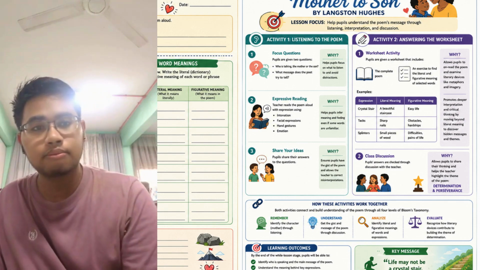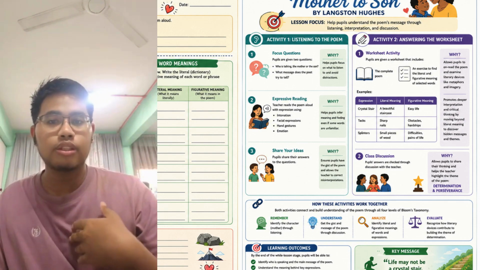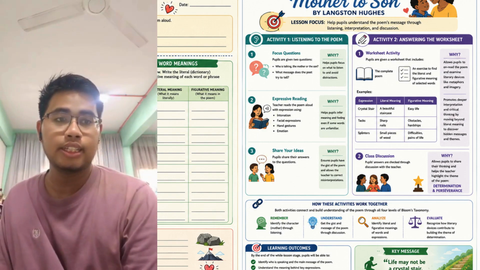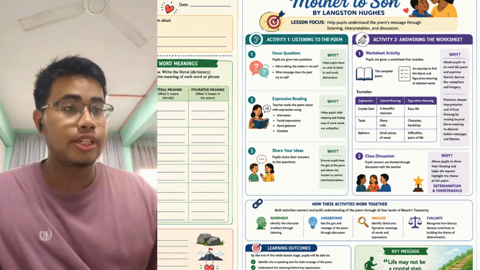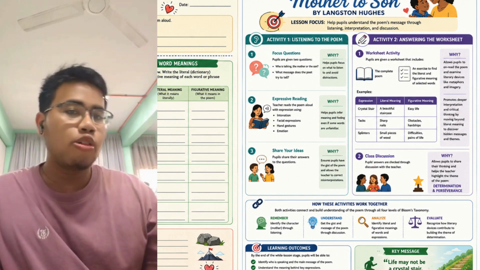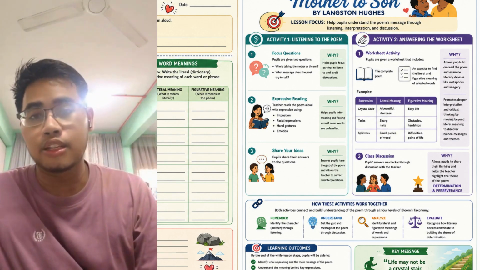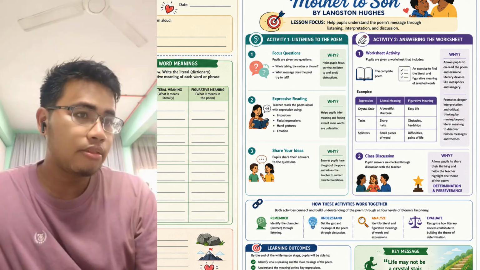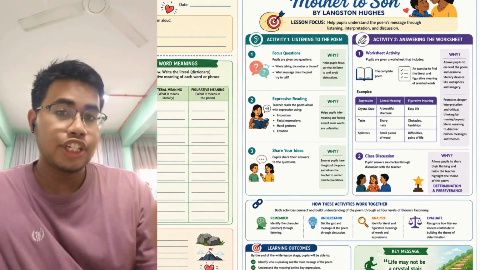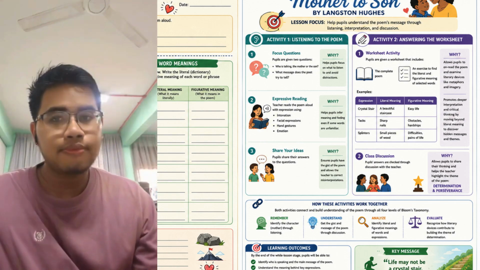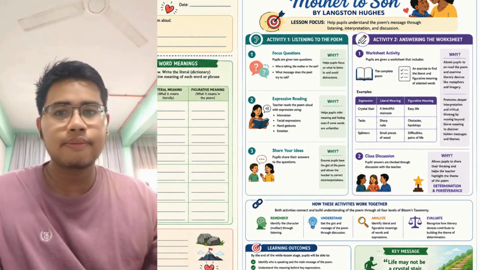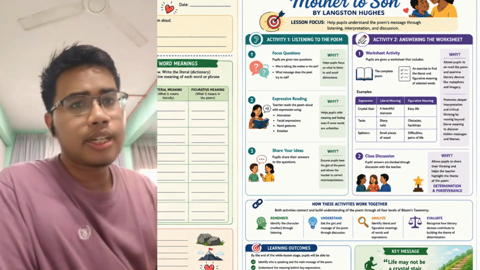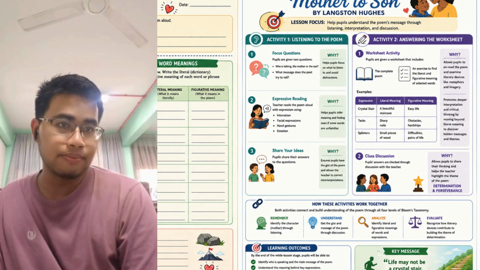If they do not, that's how the teacher, as a facilitator of the class, can correct the students if there is any misinterpretation. So most of the output comes from the students based on the listening stage just now, but the teacher is there just to fix here and there if there is any mistake. So that's pretty much the listening stage. Next one is answering the worksheet.